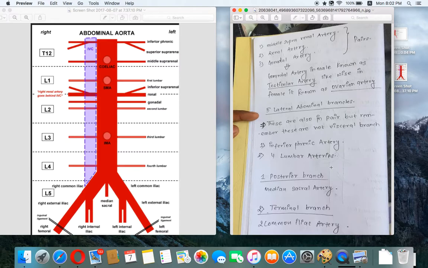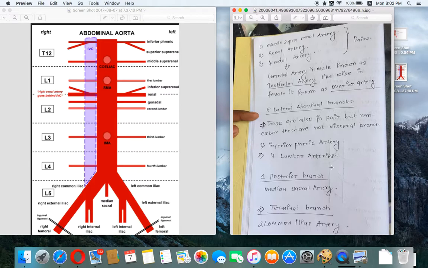Similarly, we have learned about lateral visceral branches of abdominal aorta, and we came to know that these are middle suprarenal artery, then renal artery, and then gonadal artery, and these are in pair. Similarly, we came to know about lateral branches of abdominal aorta, and there are five in number. The very first one is inferior phrenic artery, and the four are lumbar arteries.